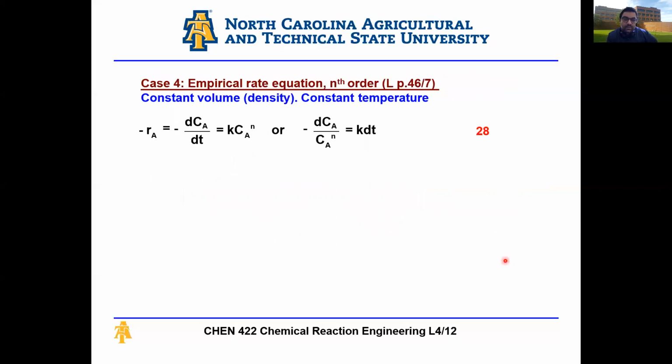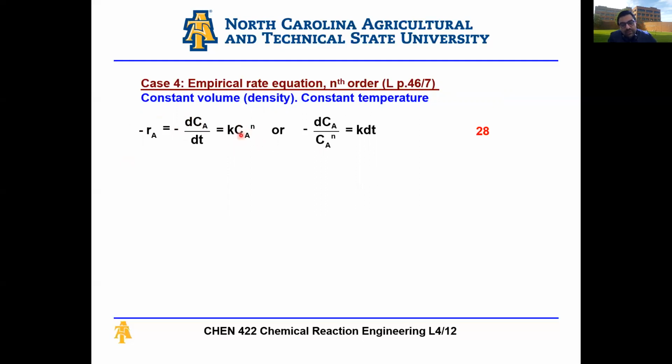Okay, let's move on to case number 4, nth order. So sometimes you have no idea what order it is, right? You have the data, they look weird. You don't know, it might be like a 0.6 order or 2.5 order, something in between, right? So if that is the case, this becomes your starting format: minus rA is equal to minus dCA by dt is equal to k CA to the power n, where n is an unknown for you at this point.